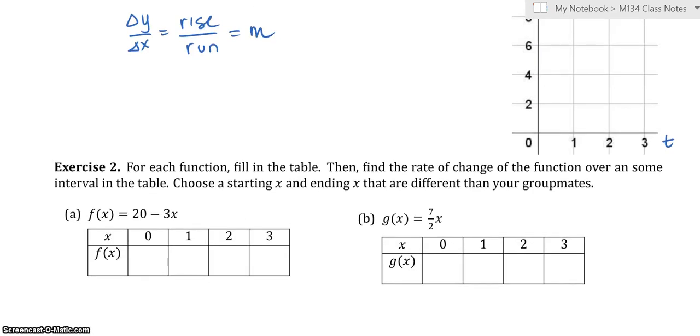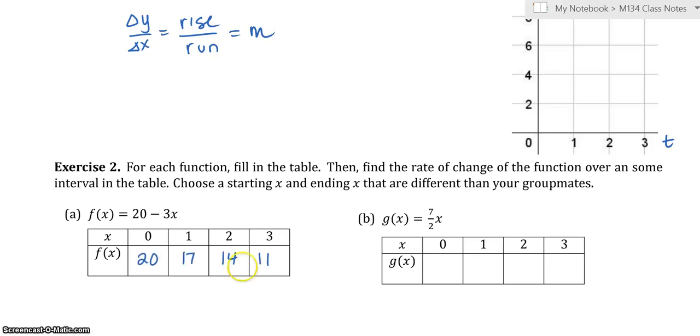So go ahead and try to do the same thing for exercise 2. For each function, fill in the table, and then find the rate of change over some interval. It really doesn't matter which one, because these are going to be examples of linear functions. But we'll see that in a second. Choose a starting x and an ending x that are different than your group mates. Well, we don't have group mates here, so you can go ahead and pick any two, even if I pick something different. So go ahead and try that and come back when you're ready.